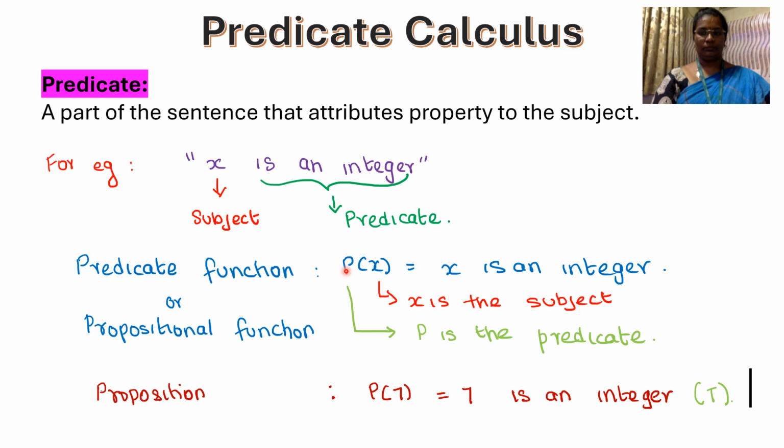So if a particular value is assigned to the variable x, the statement function becomes a declarative statement, that is a proposition. And if in place of x I replace it by 7, then it is converting the propositional function to the proposition as 7 is an integer, which is true.